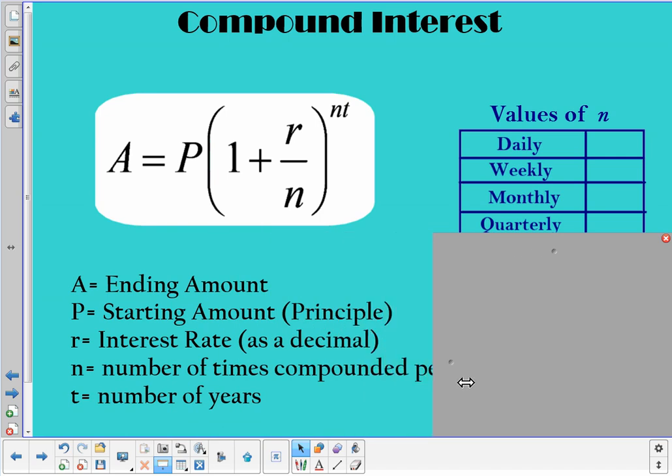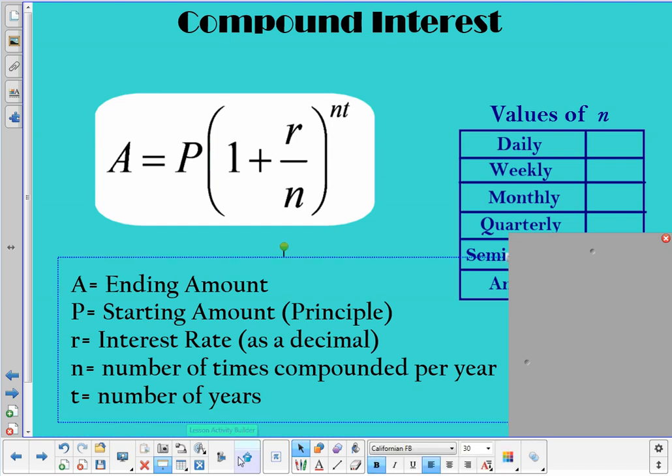Your variables look like this. A is your ending amount. A is like what your goal is or what you're trying to get to or what your balance will be. We also call that balance sometimes. P is the starting amount or the principal. That's where the P comes from. R is still our interest rate. And we still make that a decimal in case it was given to us as a percent. Most of the time they are given to us as a percent, just like they were in exponential growth and decay. And then n is the number of times compounded per year.